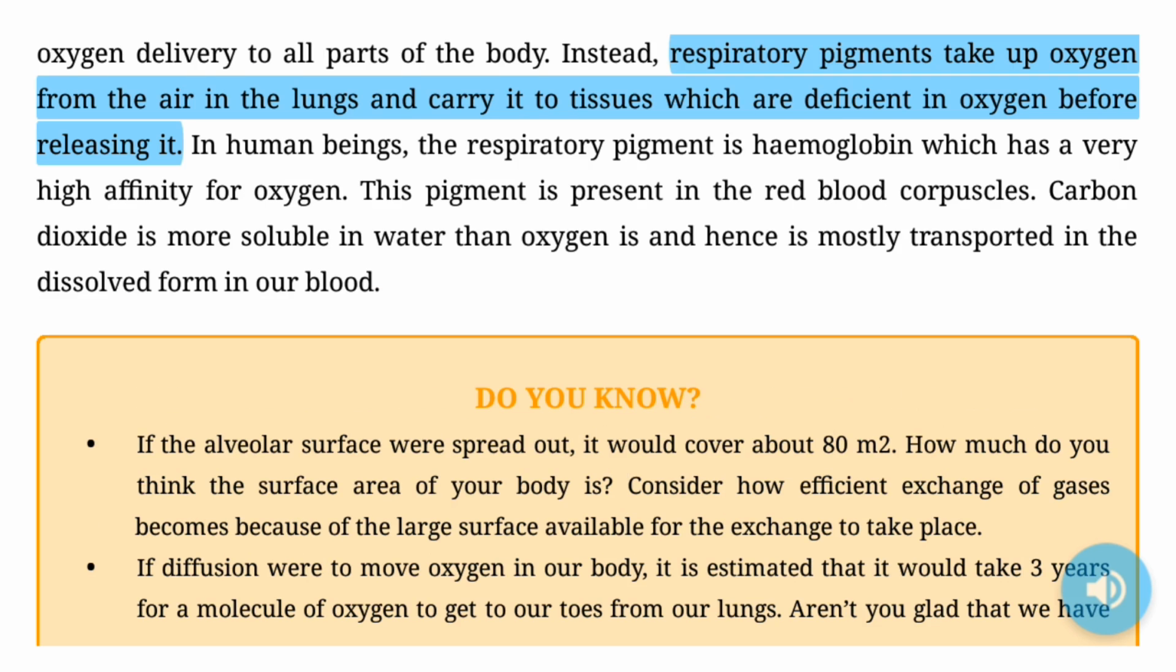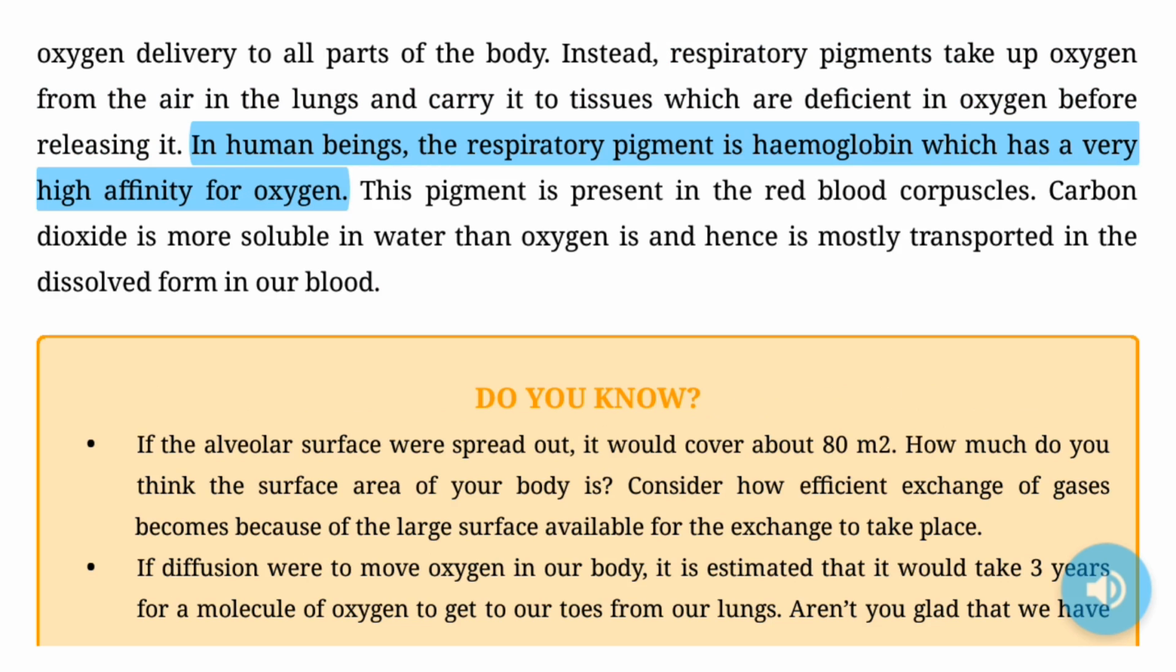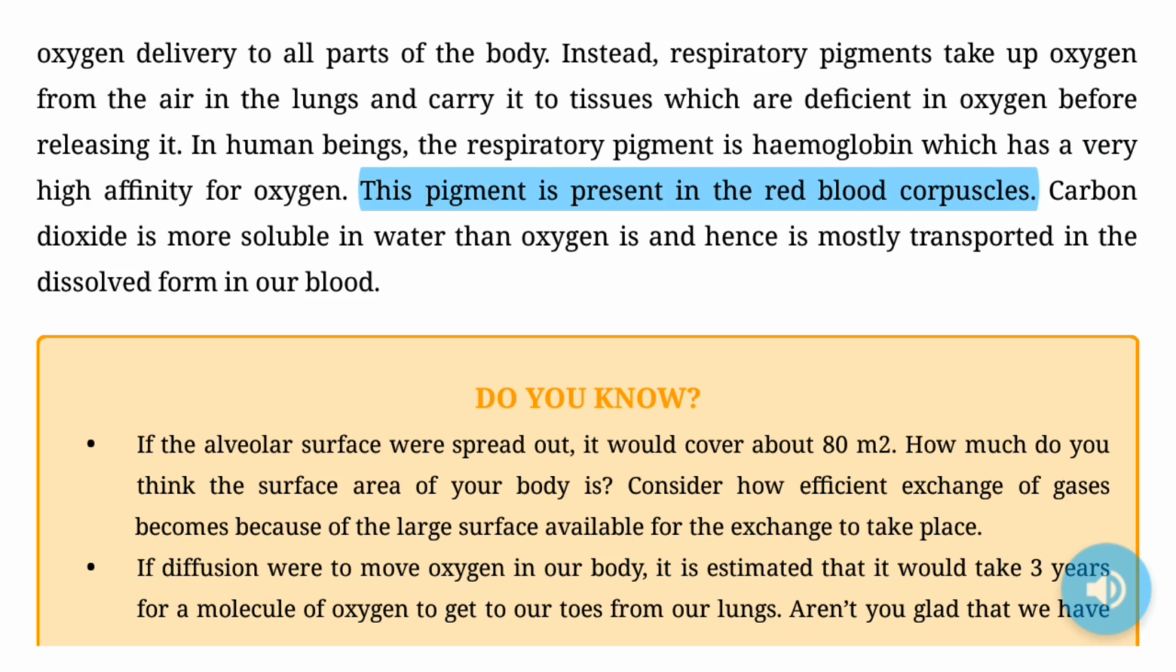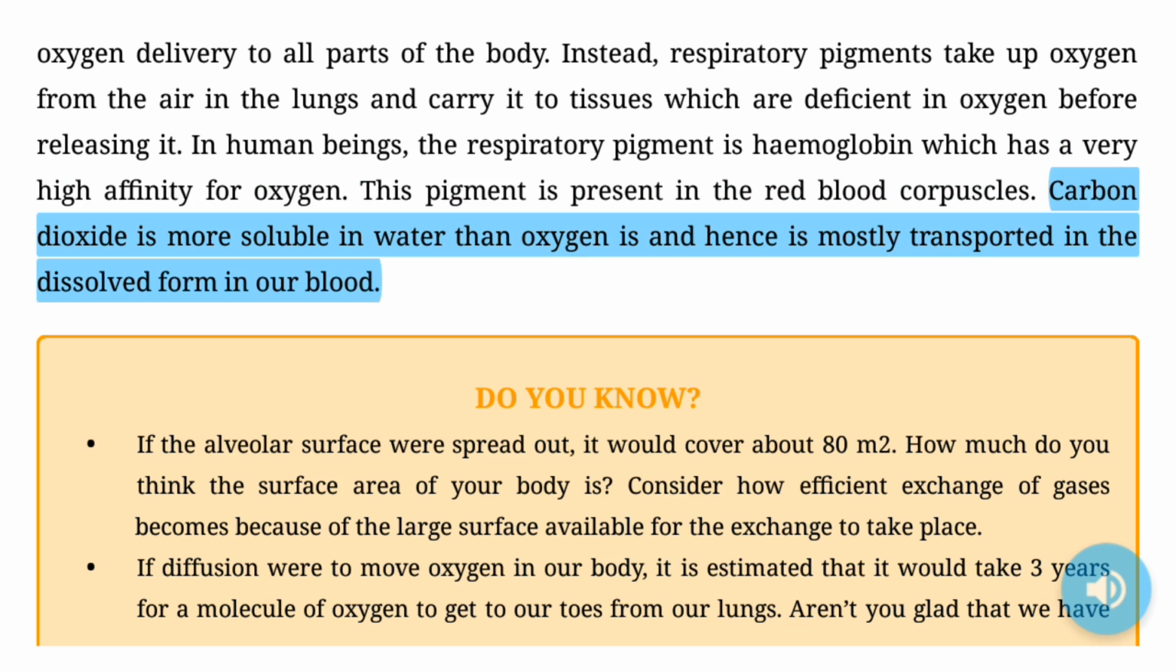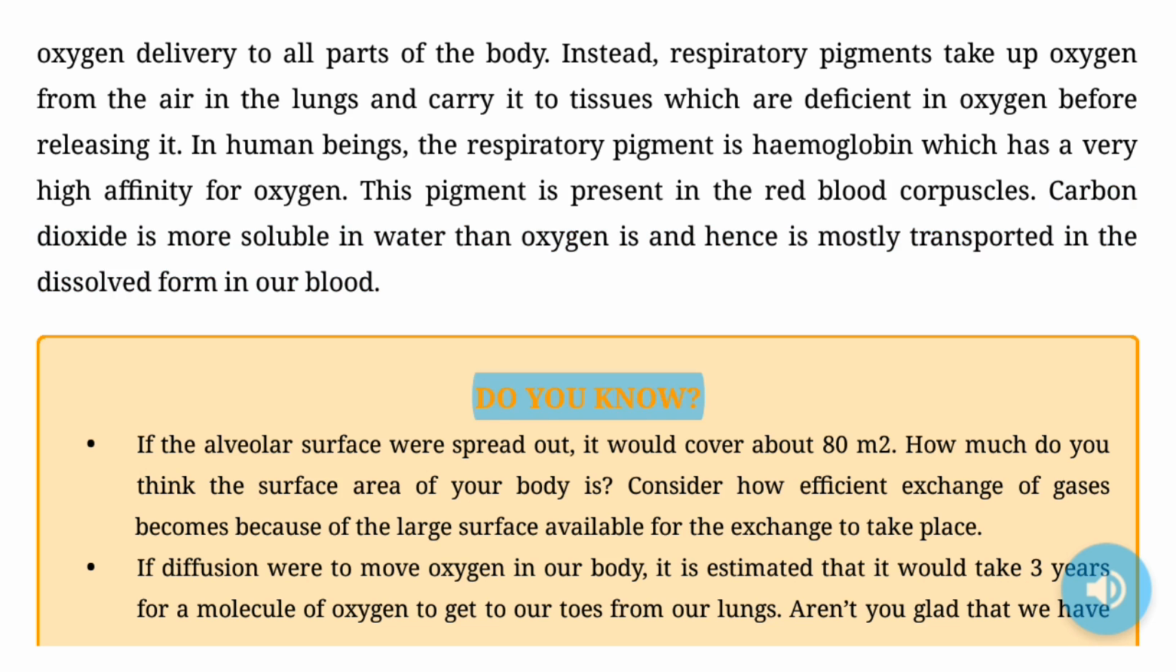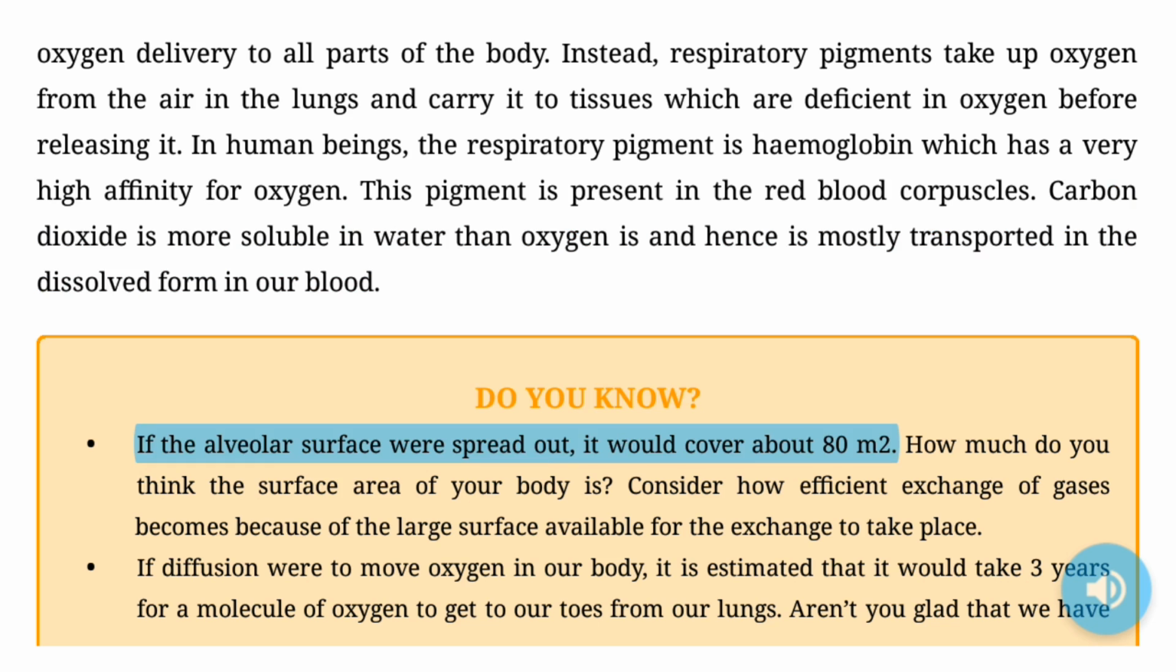Instead, respiratory pigments take up oxygen from the air in the lungs and carry it to tissues which are deficient in oxygen before releasing it. In human beings, the respiratory pigment is hemoglobin, which has a very high affinity for oxygen. This pigment is present in the red blood corpuscles. Carbon dioxide is more soluble in water than oxygen is, and hence is mostly transported in the dissolved form in our blood.